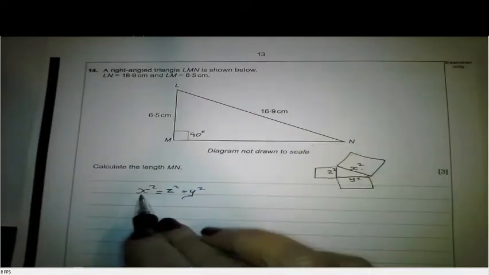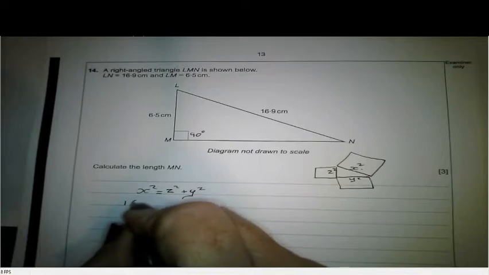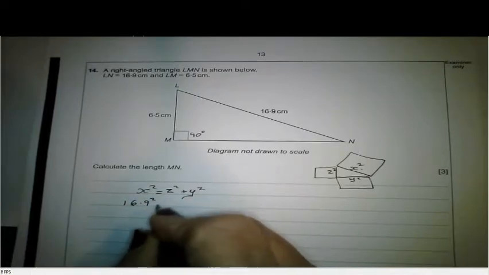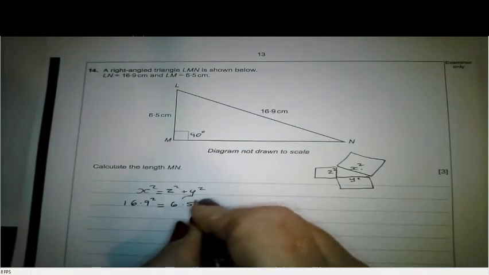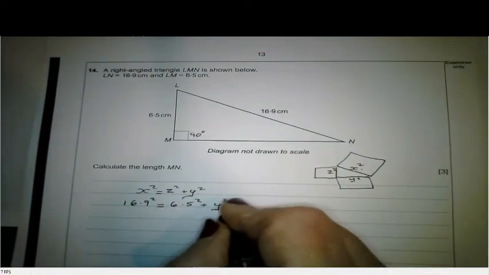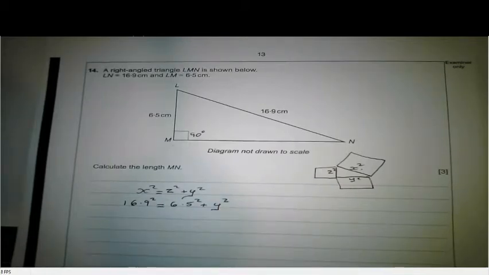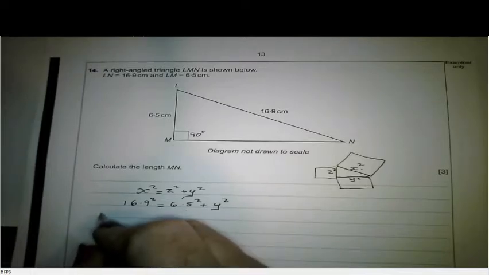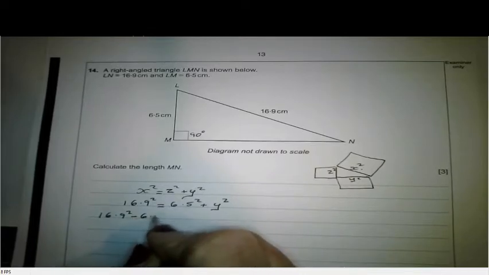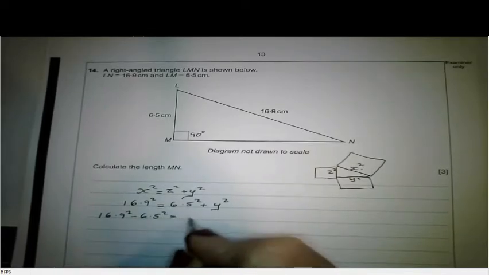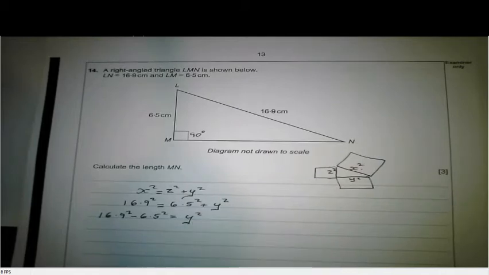Now we know that x in this case is 16.9, so 16.9 squared is equal to z squared, which is 6.5 squared plus y squared. Now we plug that all into our calculator. Well, we're going to rearrange the equation first. I'm going to deduct 6.5 squared from each side of the equation to give me 16.9 squared minus 6.5 squared is equal to y squared, and that helps us with our solution eventually.